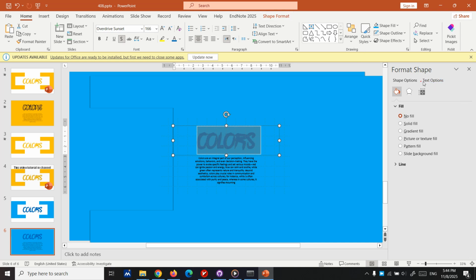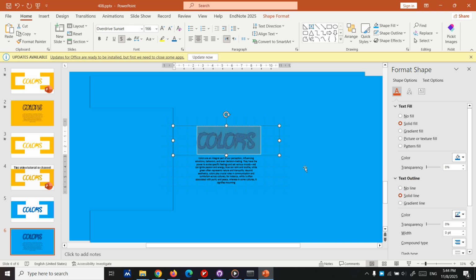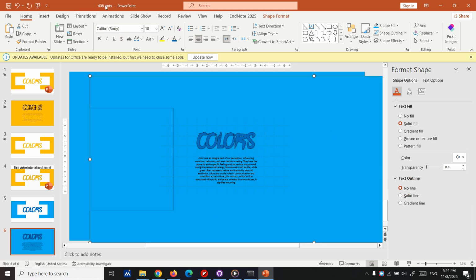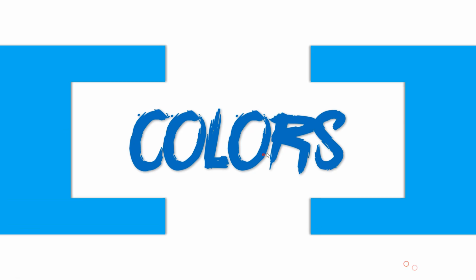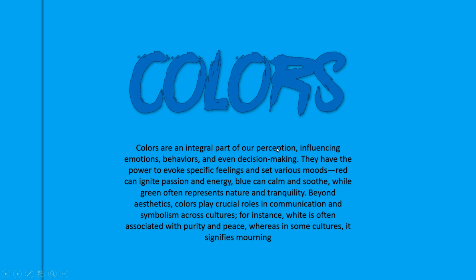I'm going to give this text outline of black. Set the transition to morph. Your slide is ready. Let's take a look. You see, it looks great.